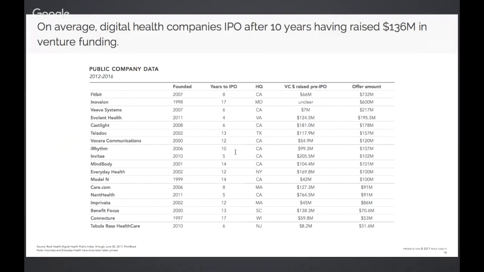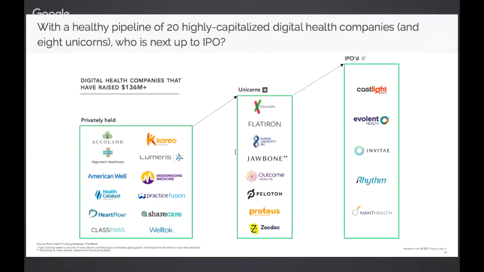The second thing is, before going public, these companies raised an average of $136 million from venture capital. Again, a wide range here. Veeva Systems went public after they raised only $7 million, whereas Nant Health raised over $750 million, but again, the average being $136 million. So we asked ourselves, how many companies have we seen in the digital health space who are not yet public, but have hit this threshold of $136 million in venture dollars raised?